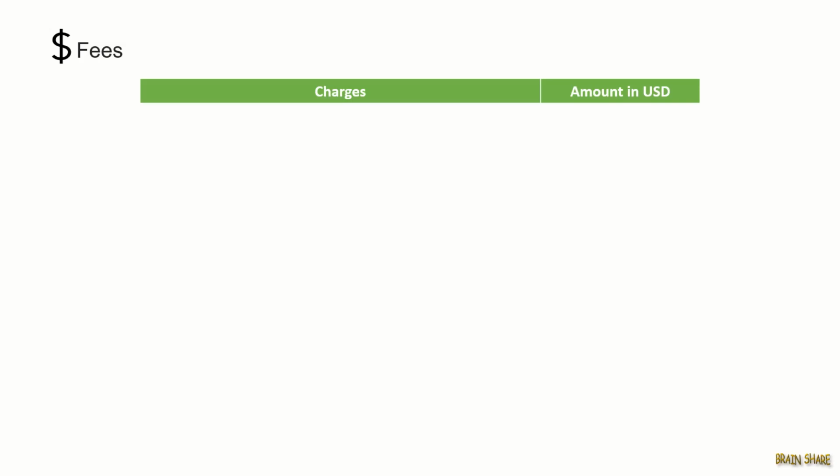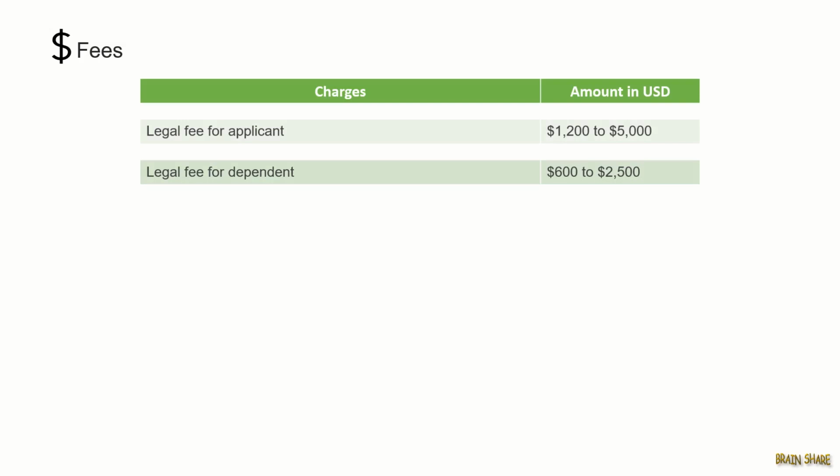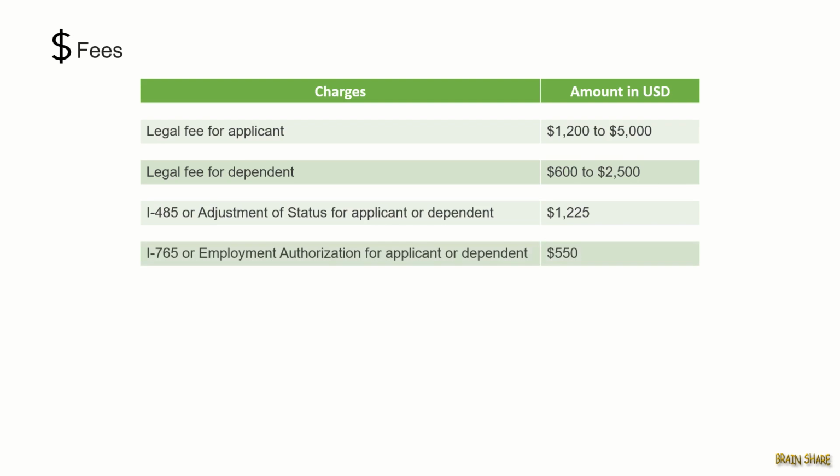Alright, now I'm going to talk about the fees associated with different forms and attorney charges. First come the legal fees for the applicant. It depends on the attorney that you engage, so it ranges anywhere between $1,200 to $5,000 per applicant. Similarly, for dependents, per dependent it ranges from $600 to $2,500. For filing I-485, or adjustment of status, for applicant or dependent, per applicant it is $1,225. For I-765, or employment authorization, for applicant or dependent, per applicant it is $550 in case it is not filed along with 485.